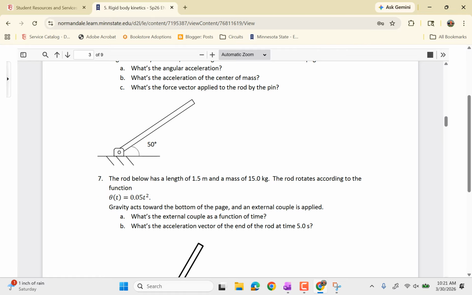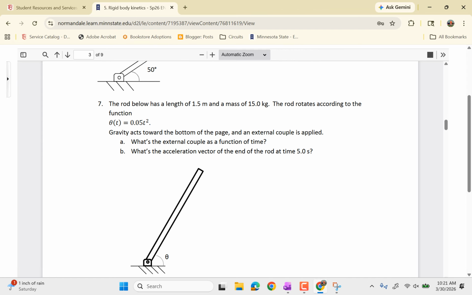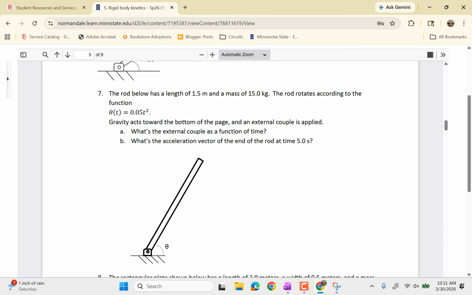Okay, so is either of these confusing to anyone?